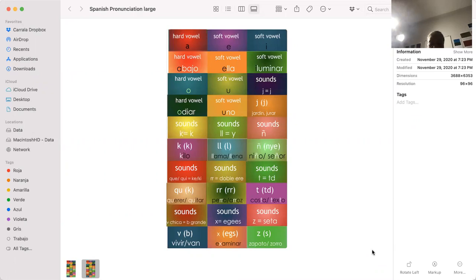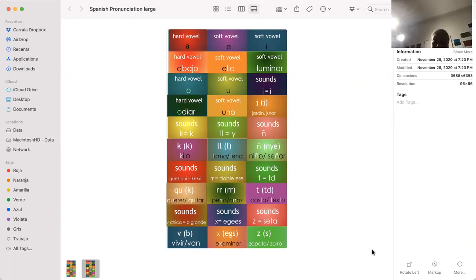Now, you've already seen the A, E, O, U: abajo, ella, luminar. Okay, the J. The J has a sound, and it always is that sound. Odiar, uno. For the J, for example, jardín and jurar. Jardín is a garden and jurar means to swear.